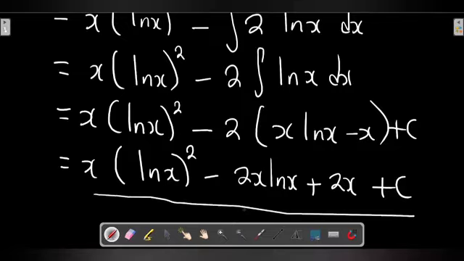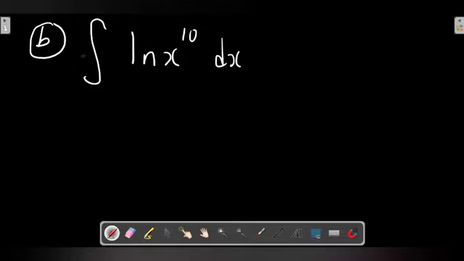We are now going to look at our question B. We now come to our question B. So this is our question B. Evaluate the indefinite integral of ln x power 10 dx.